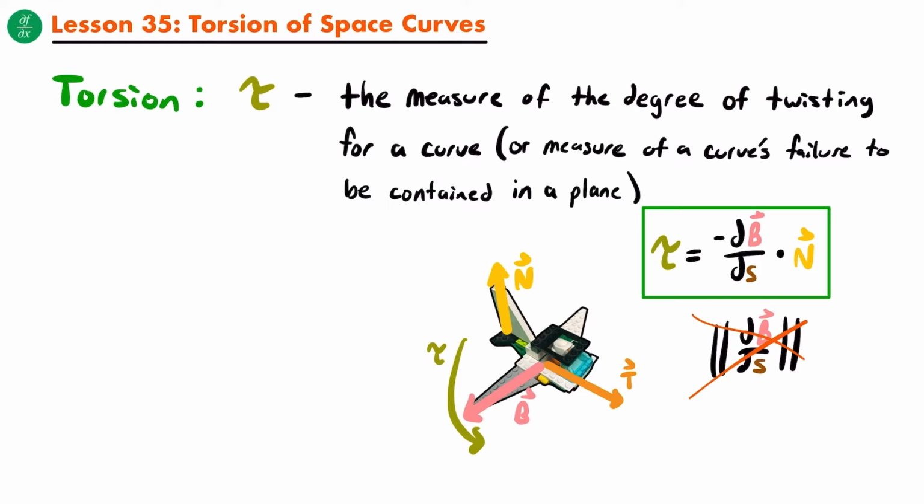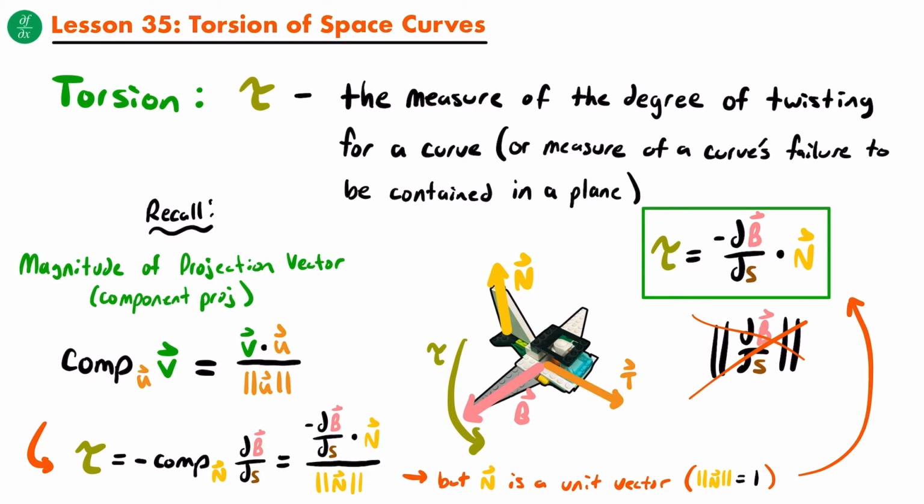The same idea is happening here. Specifically, you can think of the torsion as the magnitude of the projection vector that results from projecting the derivative, or change, in the unit binormal vector onto the unit normal vector, but of course in the opposite direction.